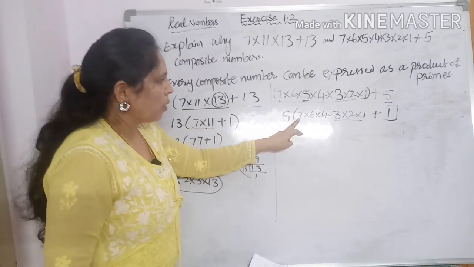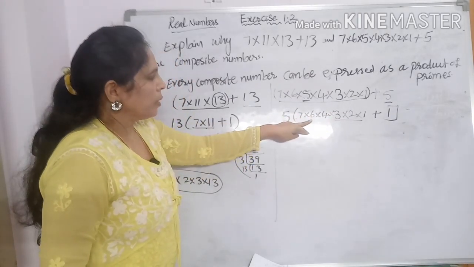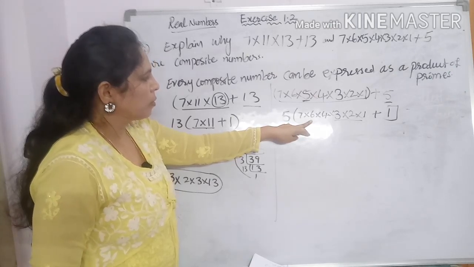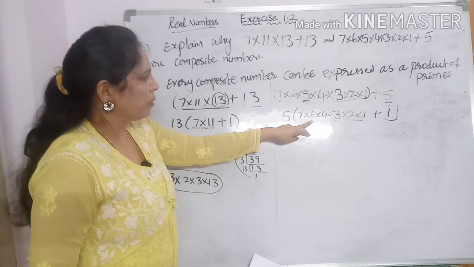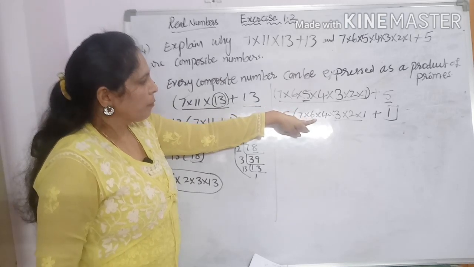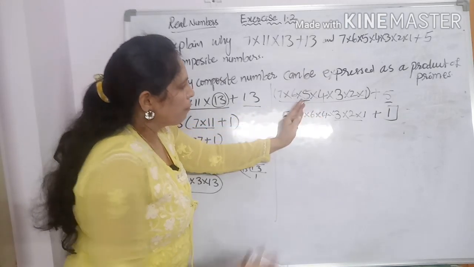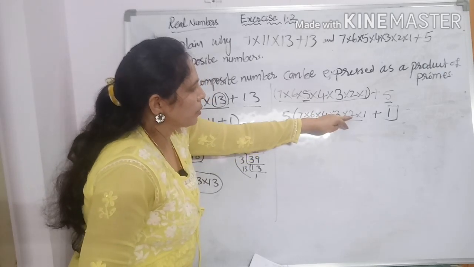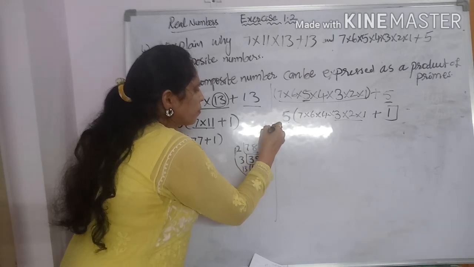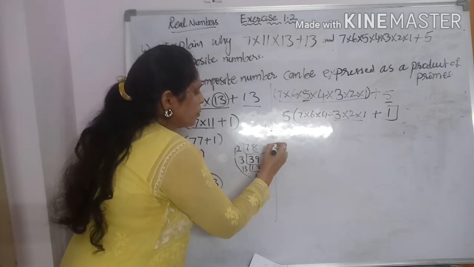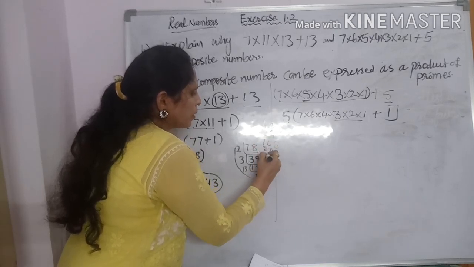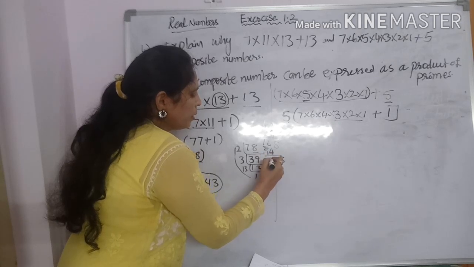So students, multiply all these. 7 × 6... 7 × 5 = 30. 7 × 6 = 42. 4 × 3 = 12, 12 × 2 = 24. 24 into 42. 4 × 2 = 8, 4 × 4 = 16. 2 × 2 = 4, 2 × 4 = 8. 8 + 10... 1 carry.